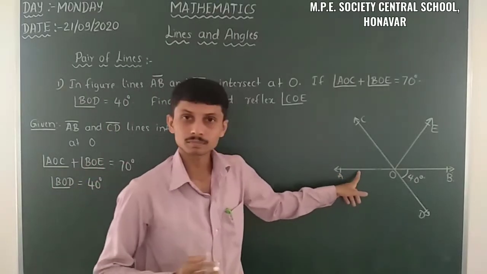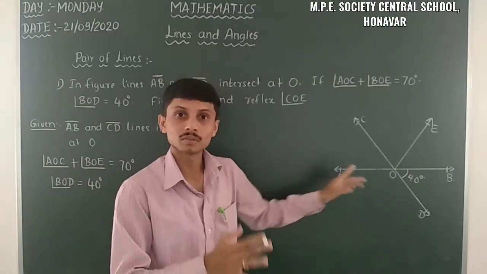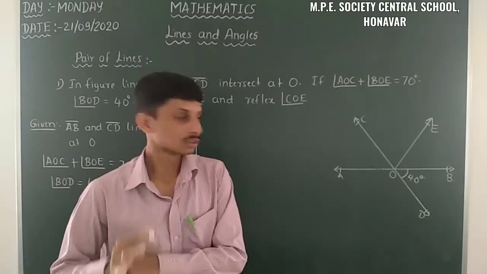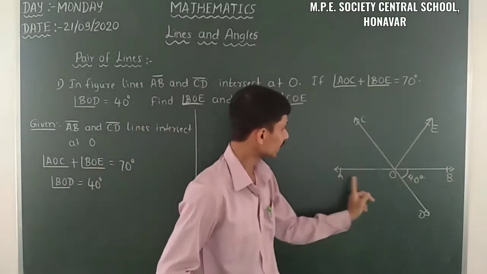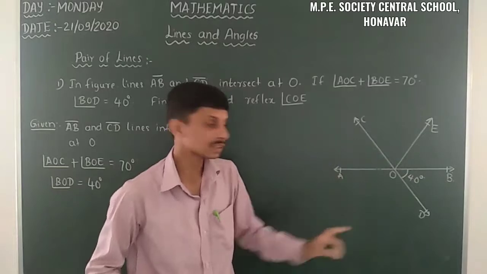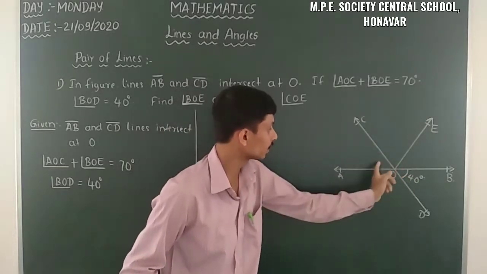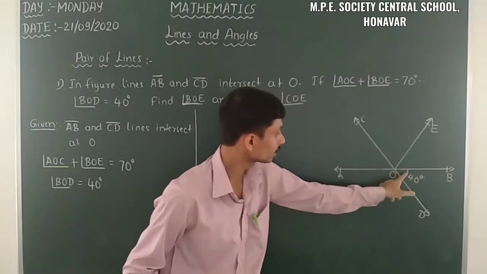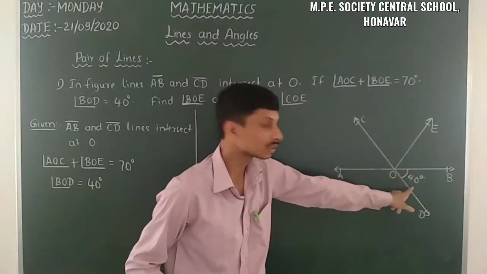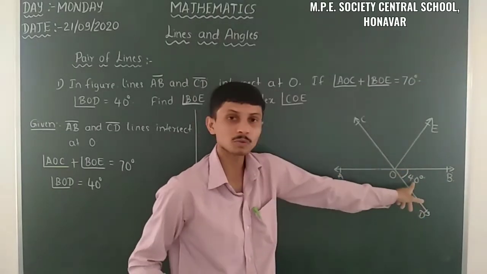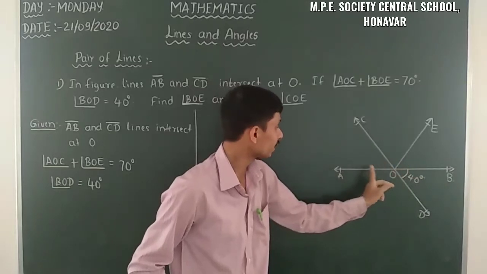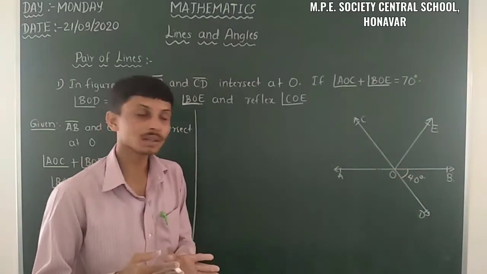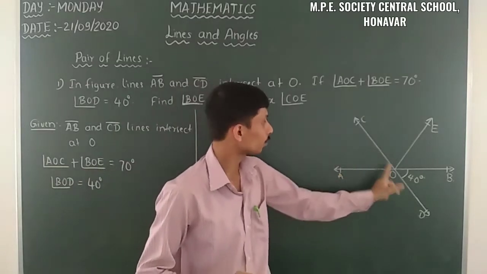Just observe theorem 6.1. When two lines intersect, the vertically opposite angles are equal. So here, two lines intersect, that is AB and CD are intersecting lines. The vertically opposite angles are equal. This angle and this angle are equal, this angle and this angle are equal. Here it is given angle BOD is equal to 40 degrees, which means angle AOC is also 40 degrees. From the help of theorem 6.1, we have angle AOC here.